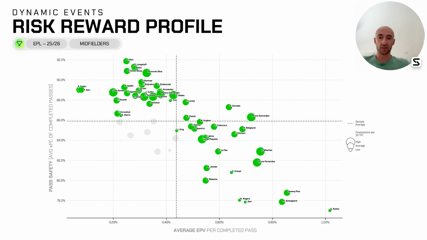So here we have players in the top left quadrant who tend to prefer safe passes and possibly deliver less value when completing one. And in the bottom right quadrant, we have the players who are willing to take more risks but deliver more dangerous passes. Bruno Fernandes here is an example.